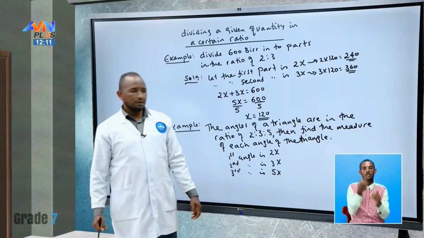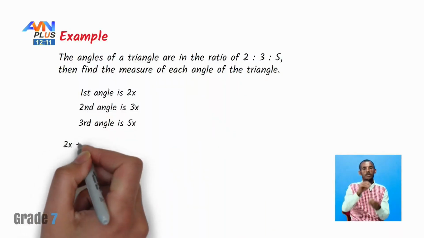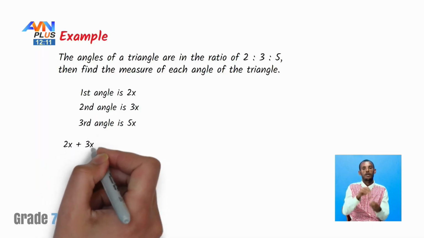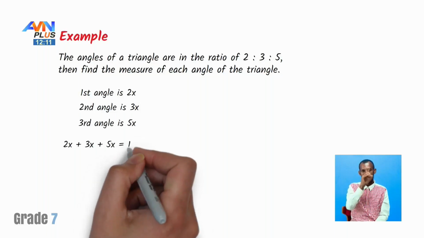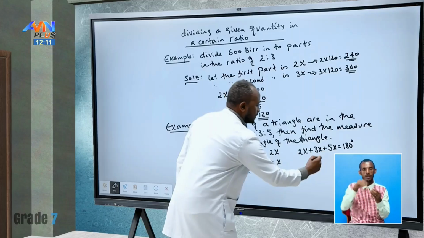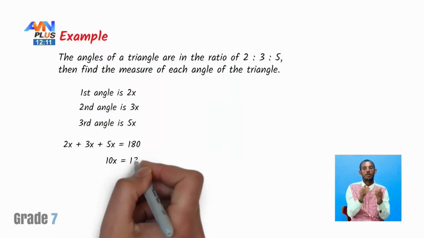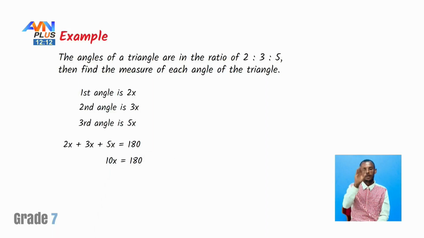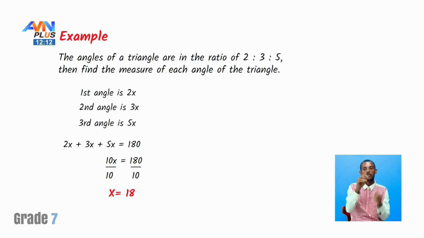From the angle sum theorem, you know that the sum of interior angles of a triangle gives you 180 degrees. Therefore, here 2x plus 3x plus 5x is equal to 180. Therefore, here 2x plus 3x plus 5x is 10x. This will be equal to 180. Divide both sides by 10, and this cancels out. x is 18.